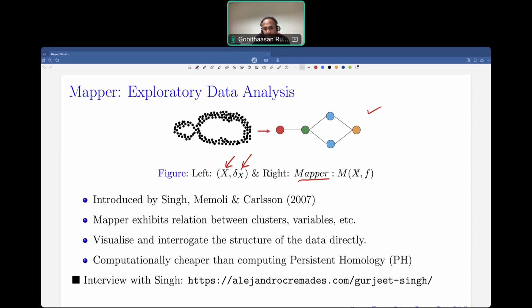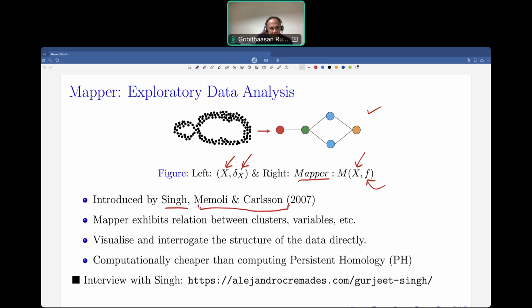So for this mapper graph, the input is your point cloud. And then we are going to use some sort of function, a filter function, also known as a lens, to develop the graph. It was first introduced by Singh et al. Singh was a PhD student at Stanford, and Memoli and Carlsson were his PhD supervisors. So this is the outcome of his PhD work.